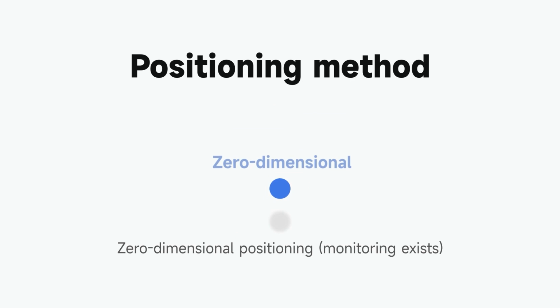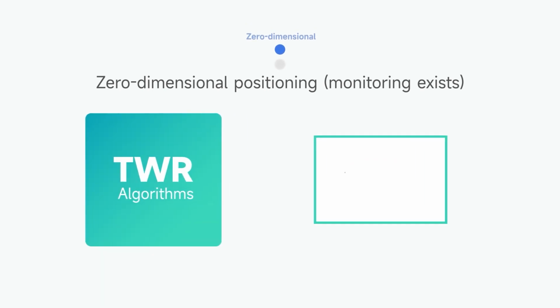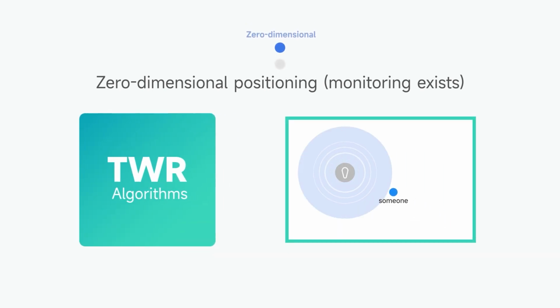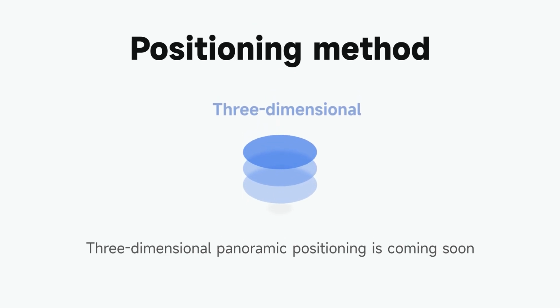Zero-dimensional positioning monitoring. The zero-dimensional method also only supports TWR algorithm, which can be used to determine whether the tag is in the positioning area or not. The zero-dimensional positioning range is a circular area with the anchor as the center and threshold as the radius. Only one anchor is needed in the room. Note: in the zero-dimensional positioning type, the UWB tunnel number should be 3 or 4. Three-dimensional panoramic positioning is coming soon.